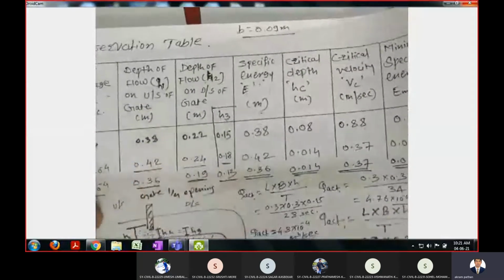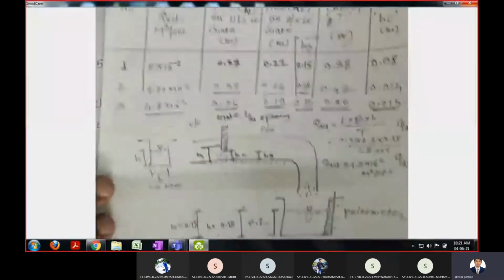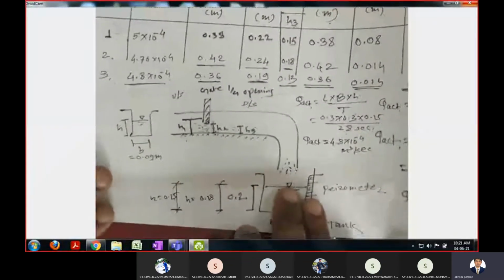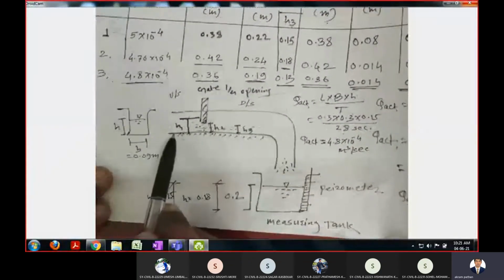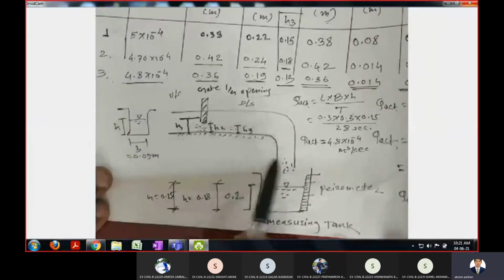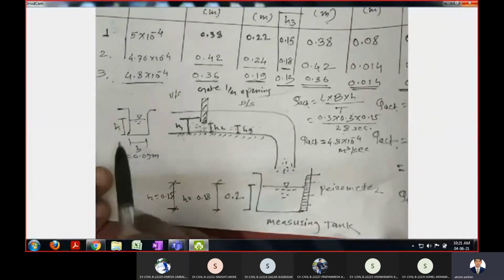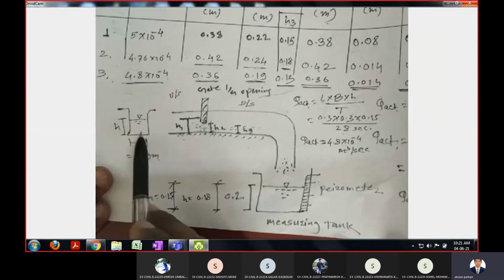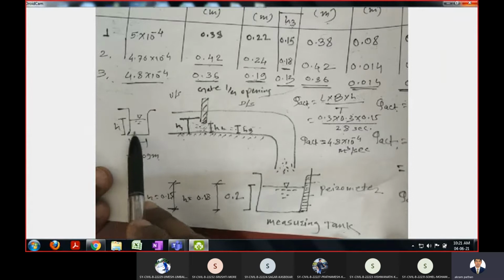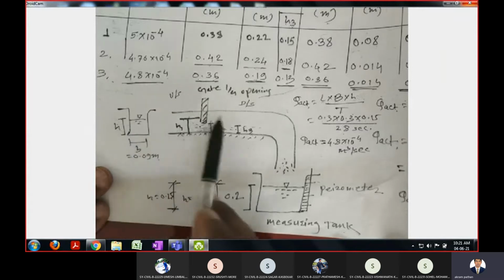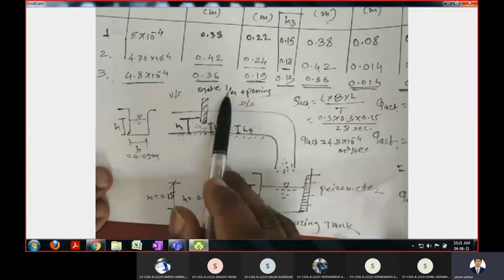Now the next thing is how to conduct the practical. Okay, step by step procedure. So look at this, this is your rectangular channel. The width of the channel is 0.09 meter. The depth of the flow is H. Now for the first reading, what do we have to do?